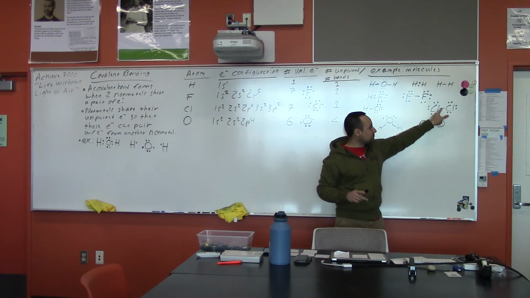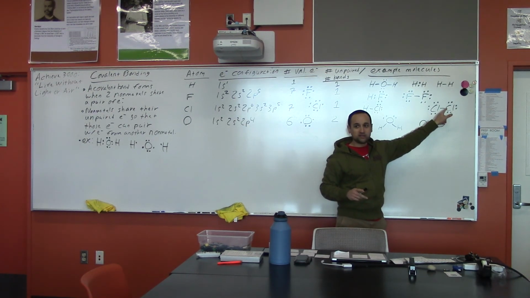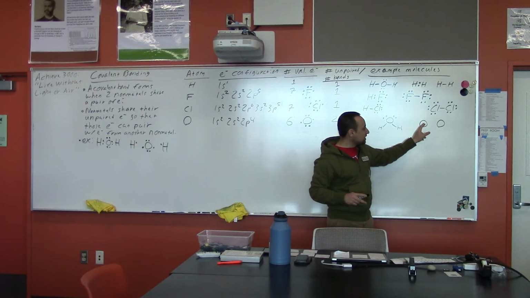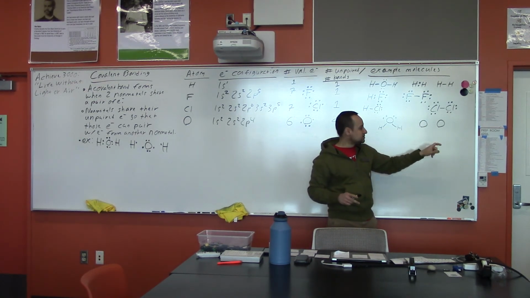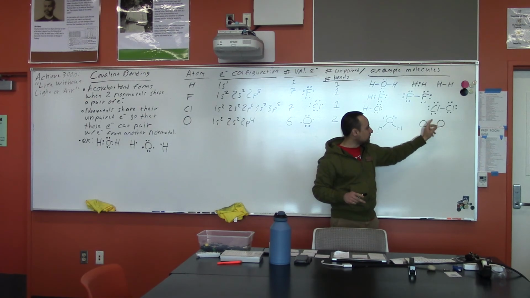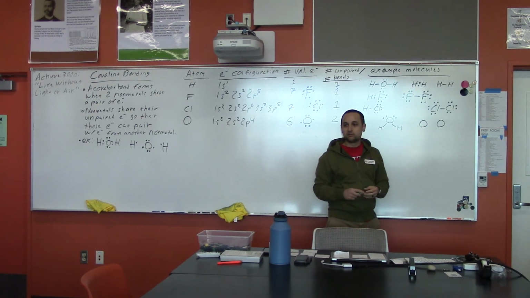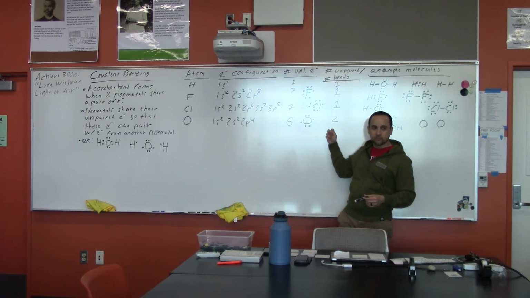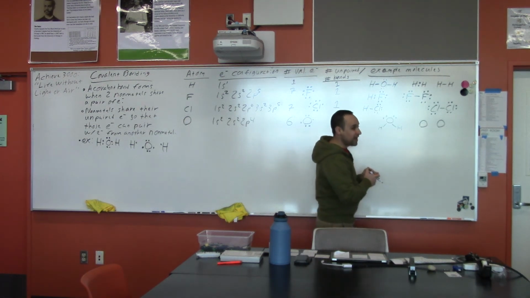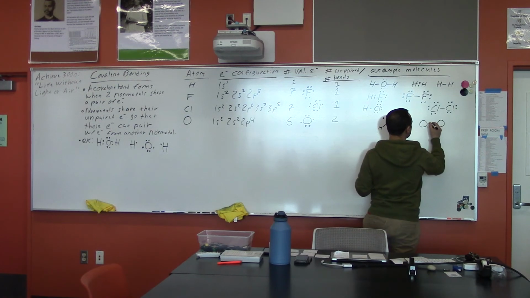So when 1 chlorine bonds to another, it makes 1 bond to that other chlorine. But each oxygen needs to make 2 bonds. So if 1 oxygen bonds to another, how many bonds must they share? 2. Okay, no joke. They actually have to share 2 bonds. This thing is called a double bond.